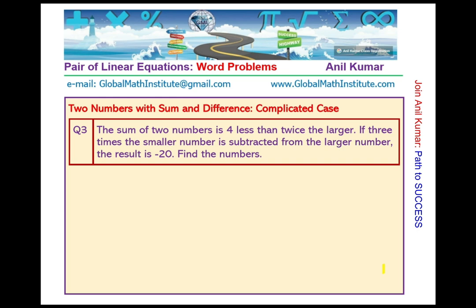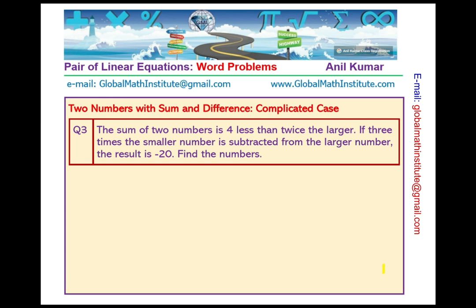Great. Question number 3 here is, the sum of two numbers is 4 less than twice the larger. If 3 times the smaller number is subtracted from the larger number, the result is minus 20. Find the numbers. So very similar to the first two questions. I hope by now you have understood the strategy.